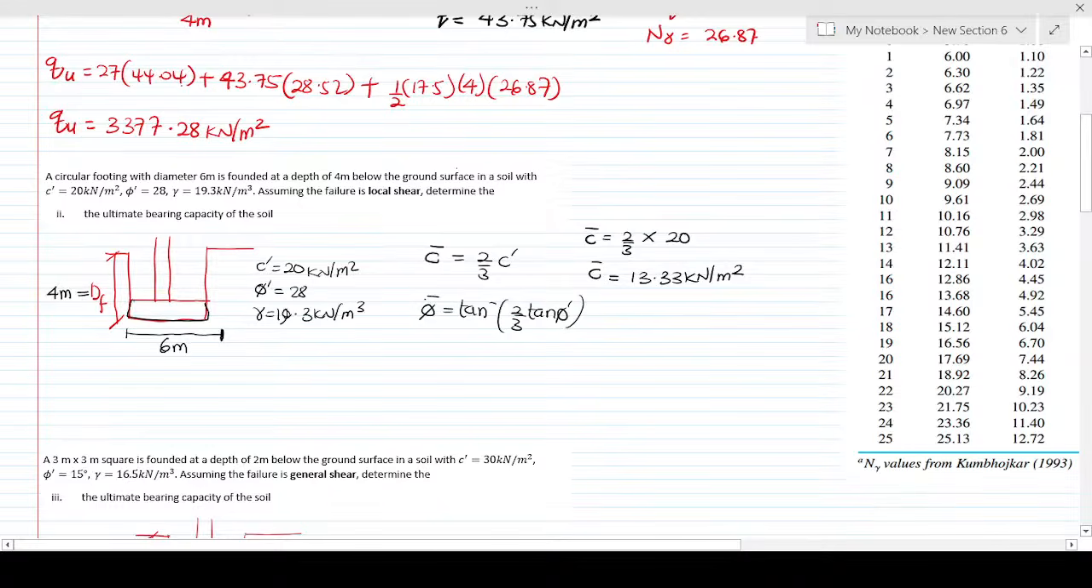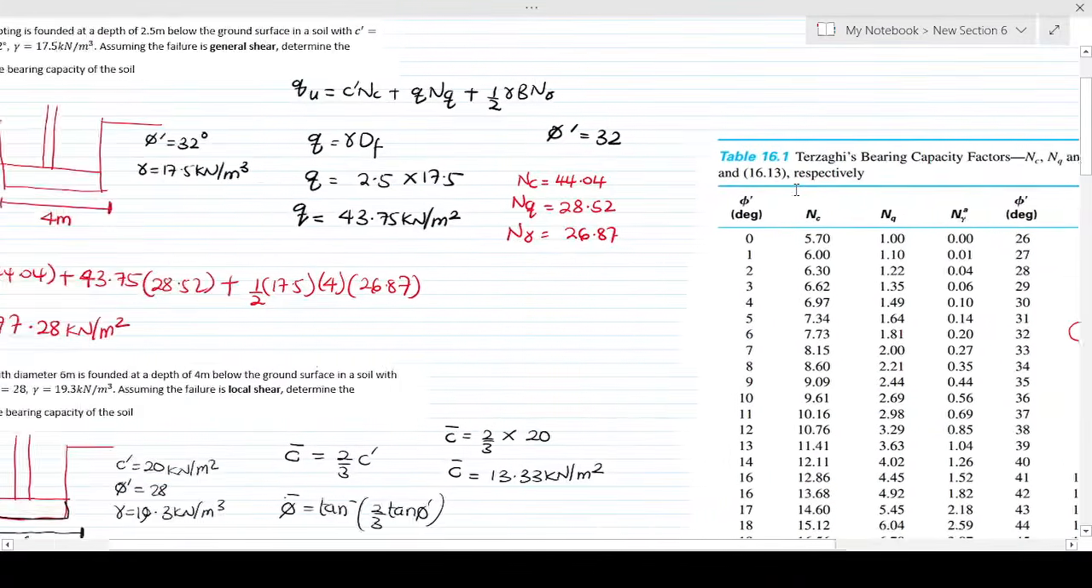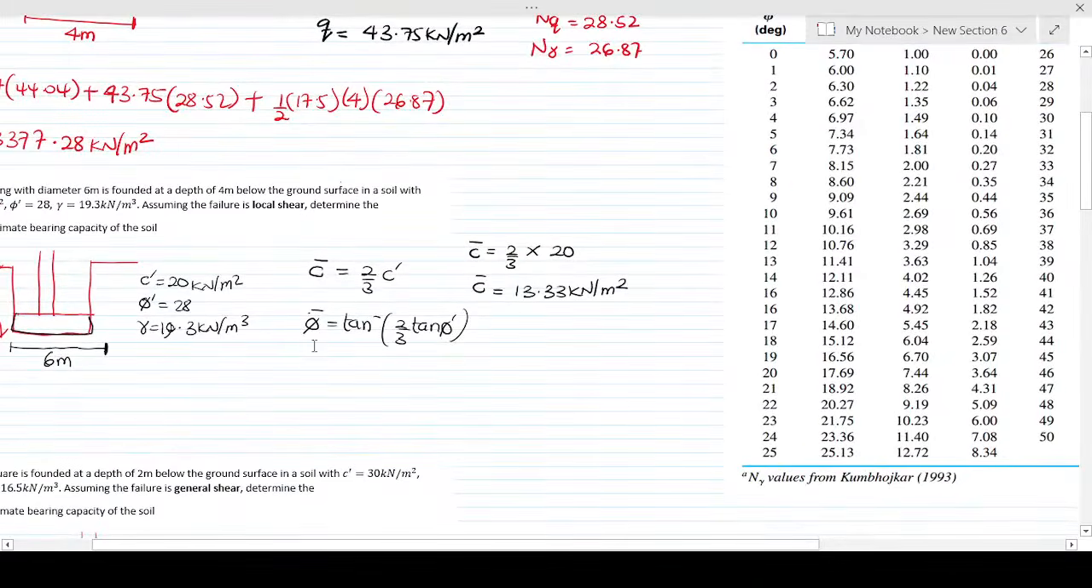The phi given to me in the question, I cannot use it to find my bearing capacity parameters. I need to obtain the phi bar. So it's the phi bar that I will use. Just as the equation suggests, phi bar is tan inverse of 2/3 of tan phi prime, which is tan 28, and that will give me my phi bar.